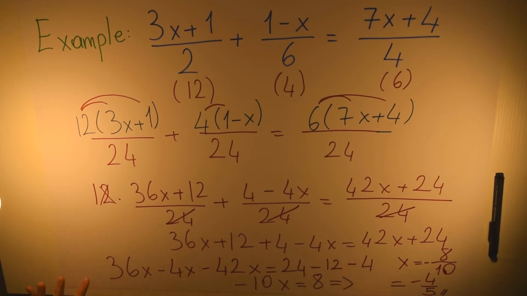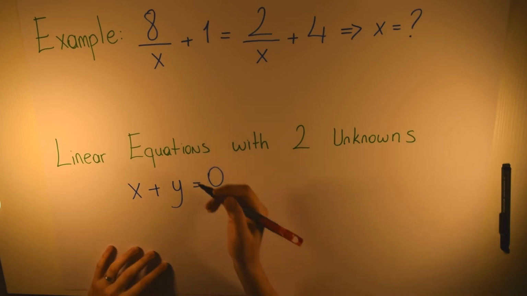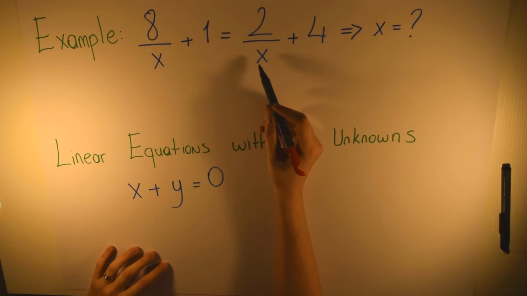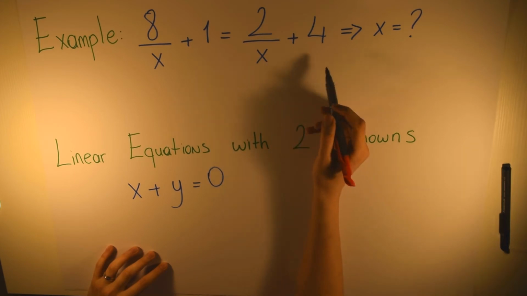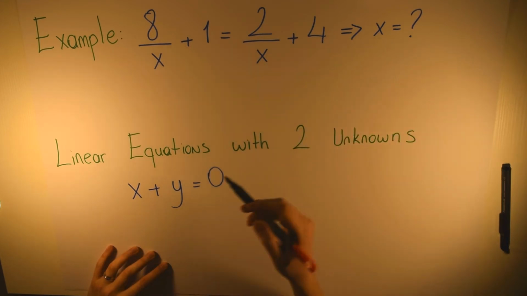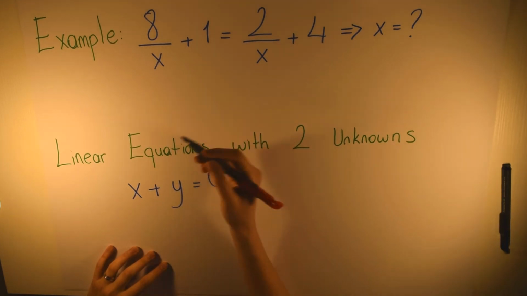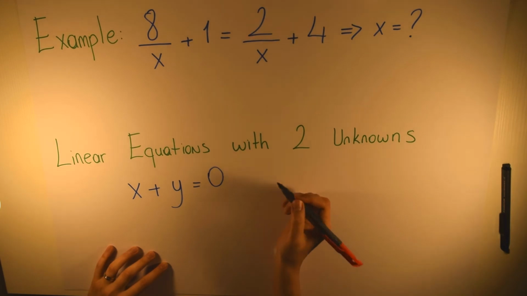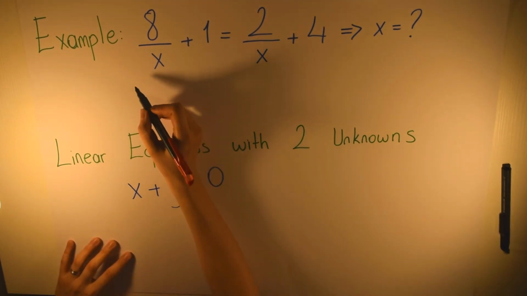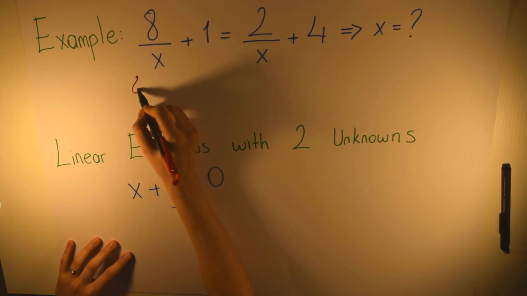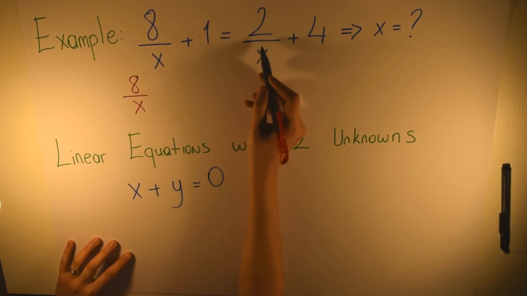So these are the steps you need to follow to get the right answer in these kind of questions. Okay, let's look at this example. Here we have 8 over x plus 1 is equal to 2 over x plus 4, and x is unknown. So same logic also we apply here. We put the unknowns on one side and the constants on the other side. So let's do that. Here we have 8 over x, right? And here we have 2 over x.